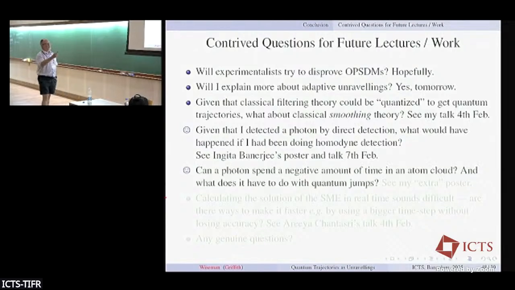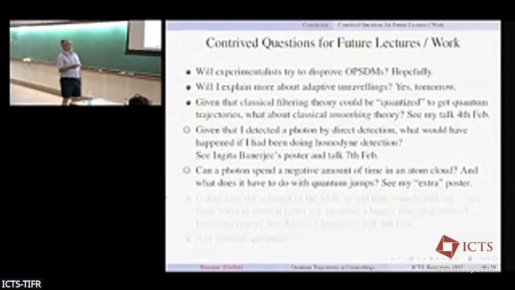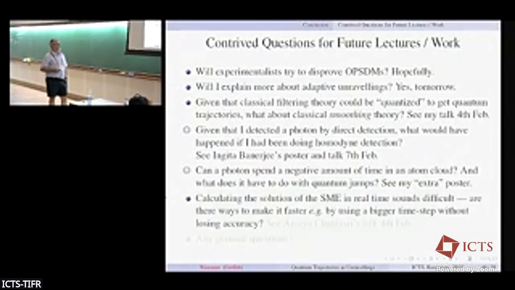Another question that you probably would not think to ask at this point is, can a photon spend a negative amount of time in an atom cloud? Especially because of quantum jumps. Well, again, if you're curious, I snuck in an extra poster this morning, so you can go and look at that and ask me about it. And it does have something to do with quantum jumps, just to reassure you.